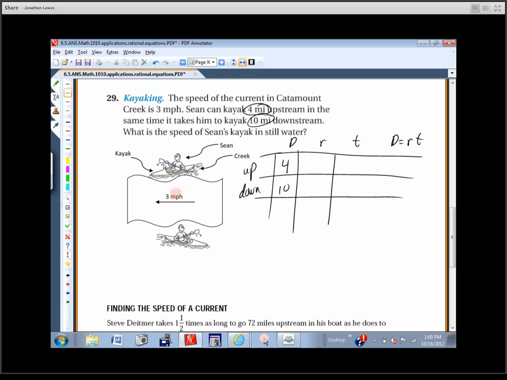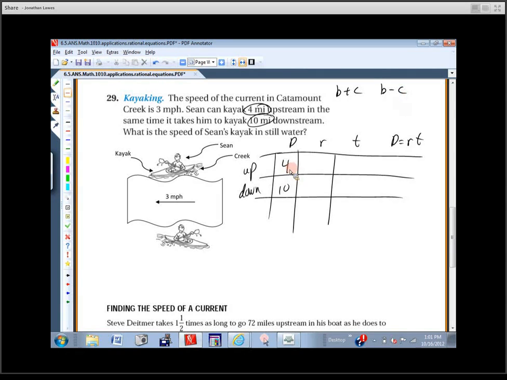Now, Sean's here, he's paddling away. So we can call this paddling, we can call this the boat, whatever we want to call it. But remember, it's going to be the boat plus the current or the boat minus the current. It's not the current minus or plus the boat. Okay? So in this case, I'm going to call this paddling.